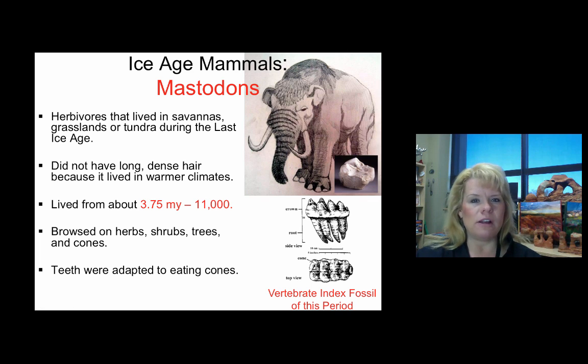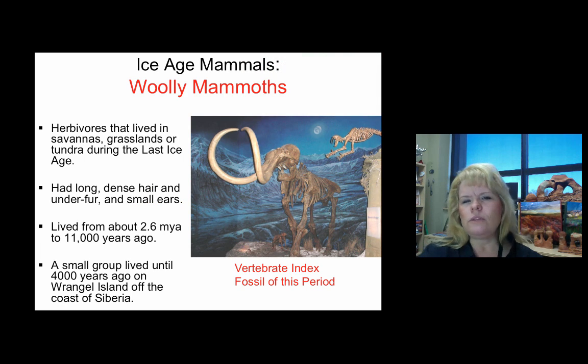Nevertheless, this is a vertebrate index fossil for the last ice age because these guys made it all the way to the end. Woolly mammoths are related to mastodons. They are also herbivores, but would have focused on the savanna grasses, especially along the edges of the ice sheets of the Laurentide and Cordilleran ice packs. These guys had long, dense fur, just like you saw at Life Partners, and tiny little ears.